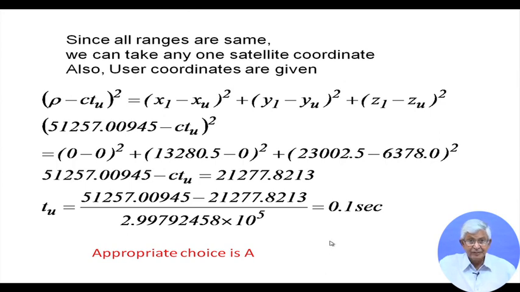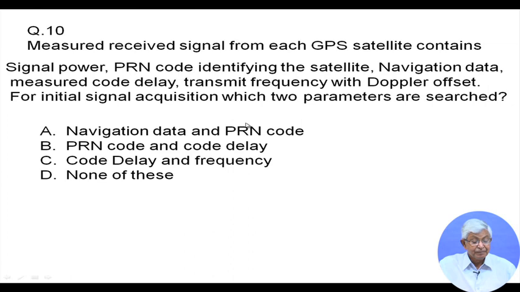Now, let us go to the last question. The measured received signal from each GPS satellite contains signal power, PRN code identifying the satellite, navigation data, measured code delay, transmission frequency with Doppler offset. This we have seen earlier in one of the questions. For initial signal acquisition, which two parameters are searched? There are many parameters given. For initial signal acquisition, are navigation data and PRN code searched, or PRN code and code delay, or code delay and frequency, or none of these? Let us see.